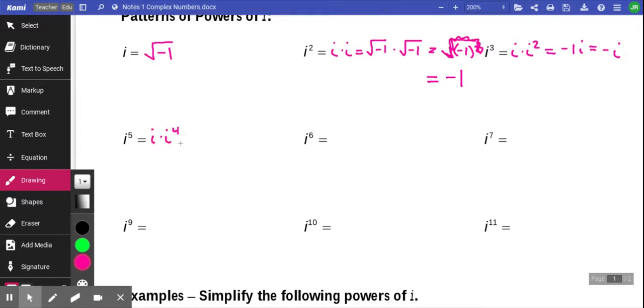All right, so i to the 5th could be rewritten as i to the 1st times i to the 4th. There is more than one way, but I think this will probably be the easiest. So if we rewrite this as i times i to the 4th, well, this is going to be i times 1, which just gives us i again.